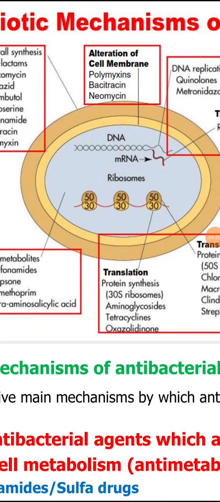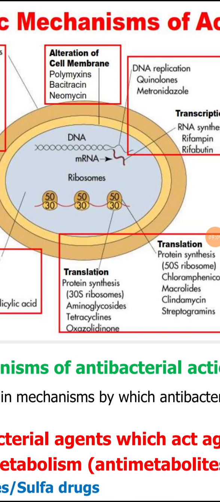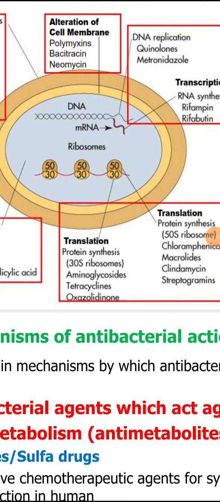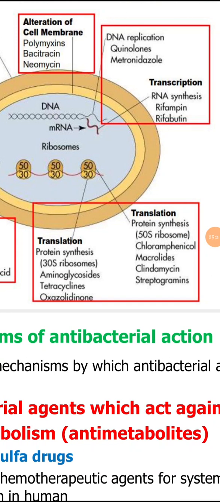Third, those drugs that will alter the cell membrane like polymyxin, bacitracin, neomycin. The fourth, protein synthesis inhibitors. This may be 30S ribosome inhibitors or 50S ribosome inhibitors. 30S ribosome inhibitors: aminoglycosides, tetracyclines, oxazolidinones. 50S ribosome inhibitors like chloramphenicol, macrolides, clindamycin, streptomycin.